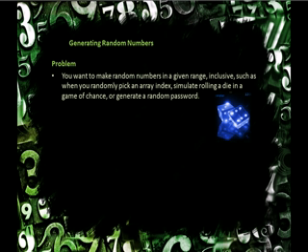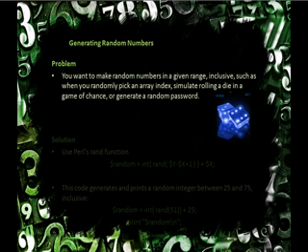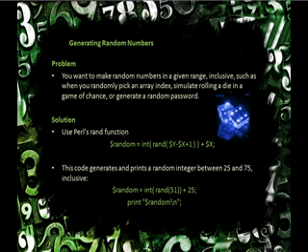Imagine a situation where you want to make random numbers in a given range, inclusive, such as when you randomly pick an array index, simulate rolling a die in a game of chance, or generate a random password. The solution is to use Perl's rand function. This code generates and prints a random integer between 25 and 75 inclusive.